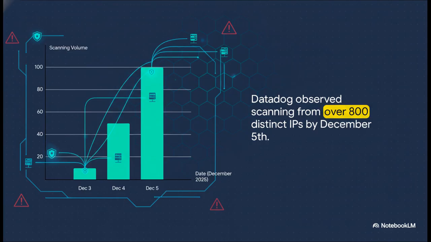Security researchers saw scanning for this vulnerability jump from just a few IPs to over 800 distinct addresses by December 5th. That tells you this wasn't just a few people poking around. This was a massive, coordinated effort to find and exploit servers at a huge scale.